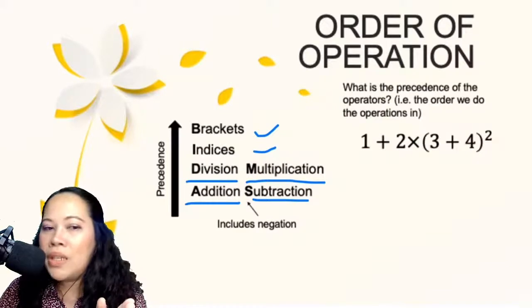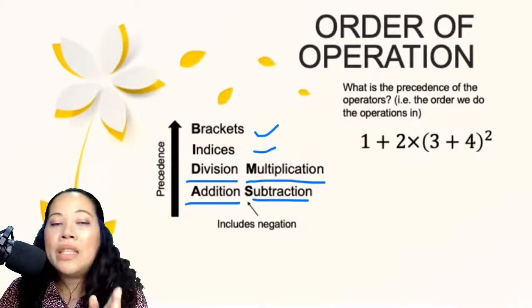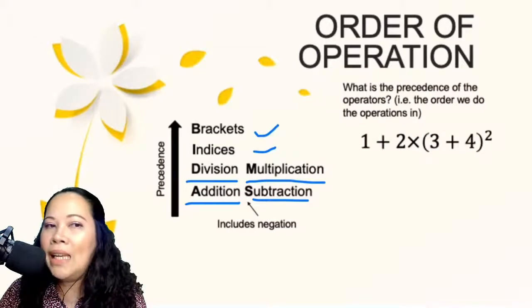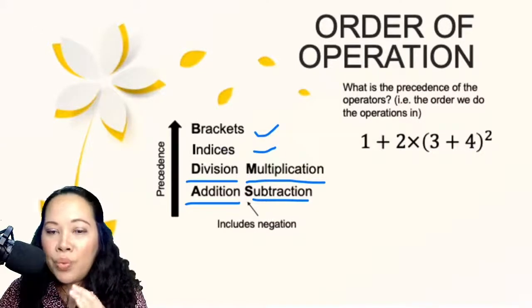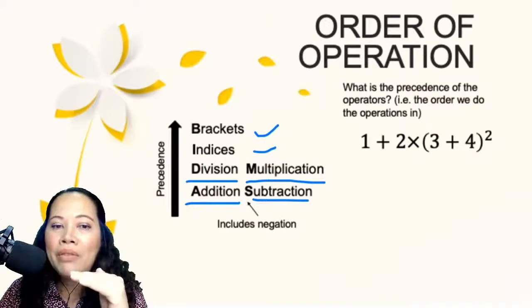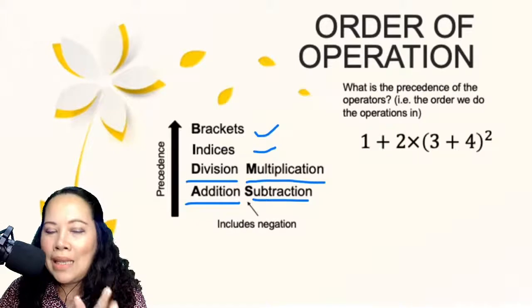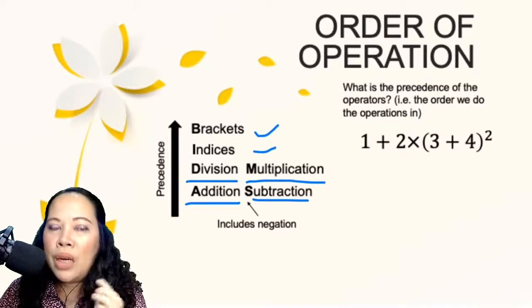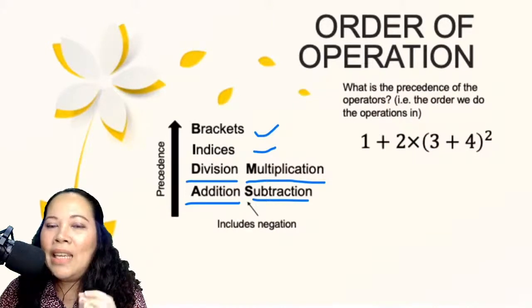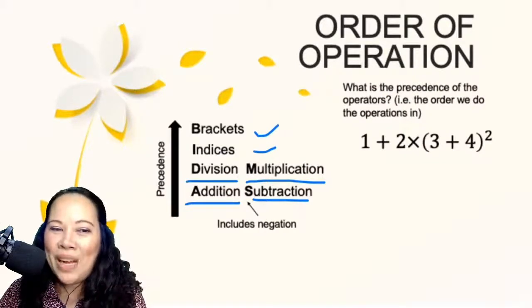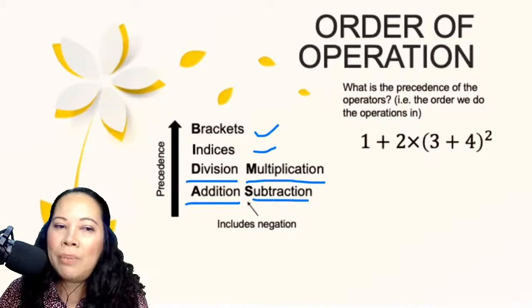And the last operations that we need are the addition and subtraction. Once again, addition and subtraction are written together on the same level. That means we have to treat them as equal. However, you might think, which one would we do? Addition first before subtraction, or subtraction first before addition? Again, it depends on which operation comes first from left to right. Okay, so for example, what is the precedence of the operations here?